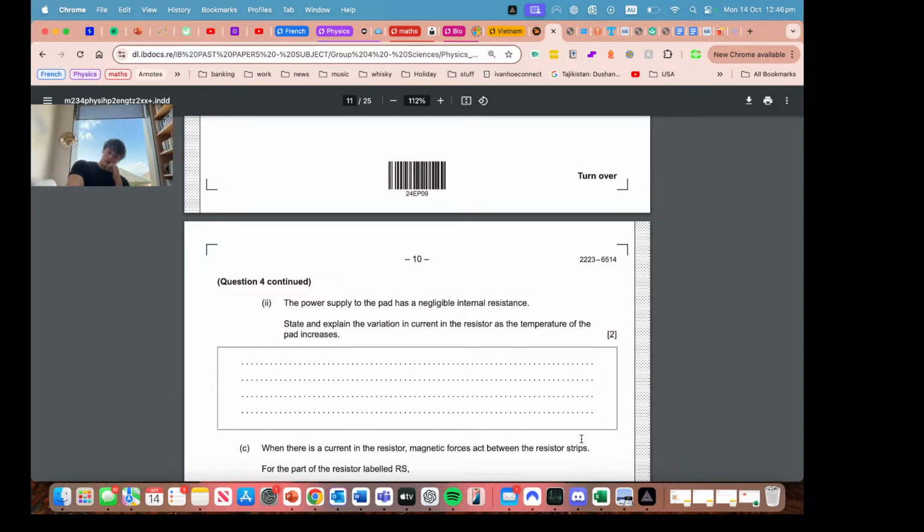Wrong? What the fuck is this, bro? What the fuck is this exam?